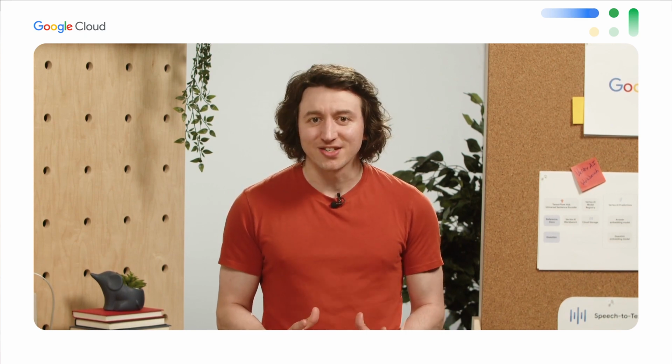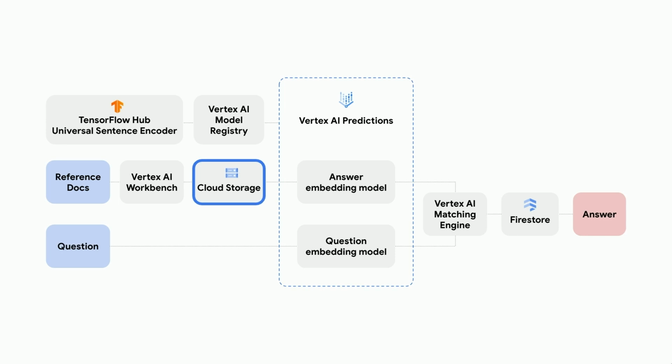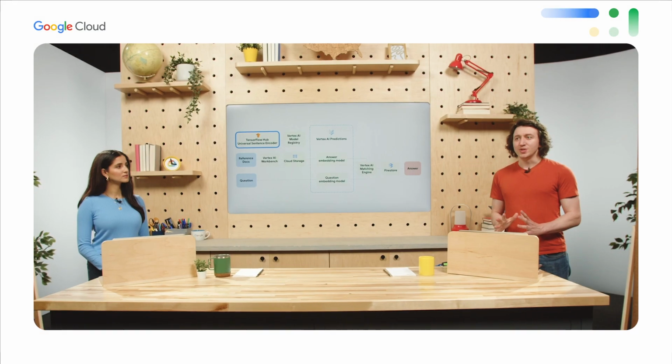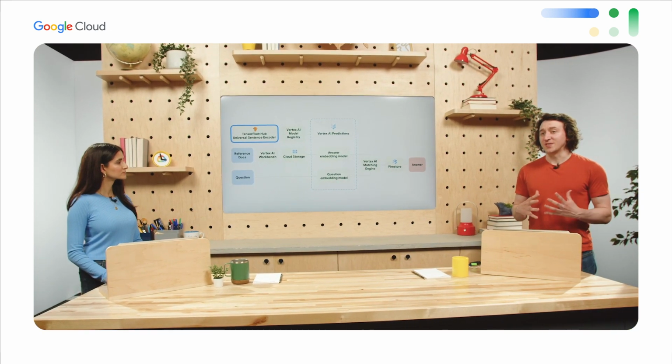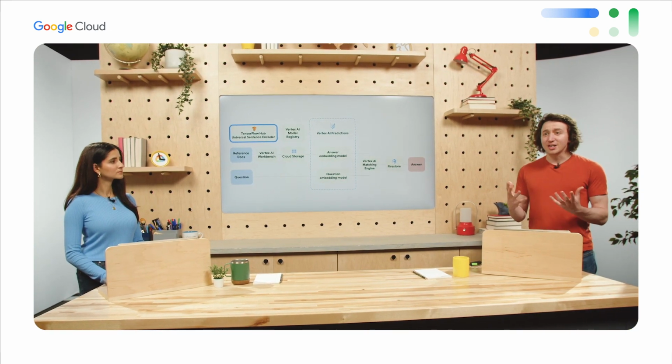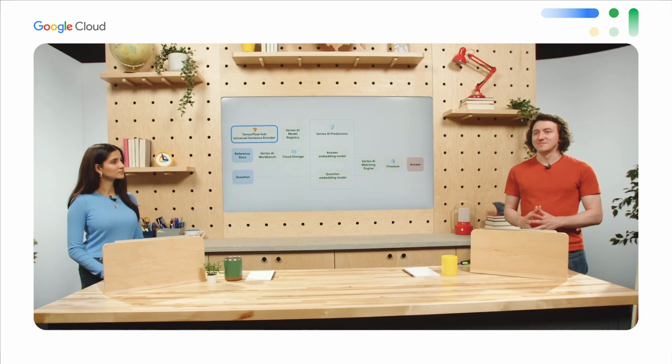After we have our text chunks, we'll need to embed them. Instead of training an embedding model from scratch, we're actually going to use a pre-trained text embedding model directly from TensorFlow Hub. We're actually going to use the Universal Sentence Encoder, or USE model, which encodes text into high-dimensional vectors that can be used for text classification, semantic similarity, clustering, and other language tasks.